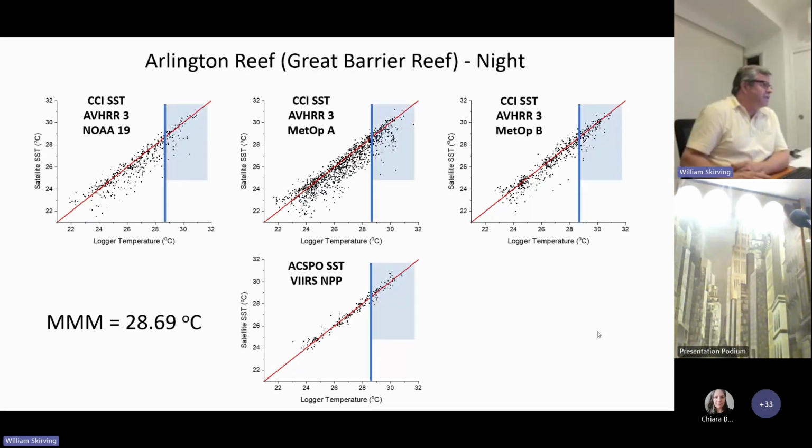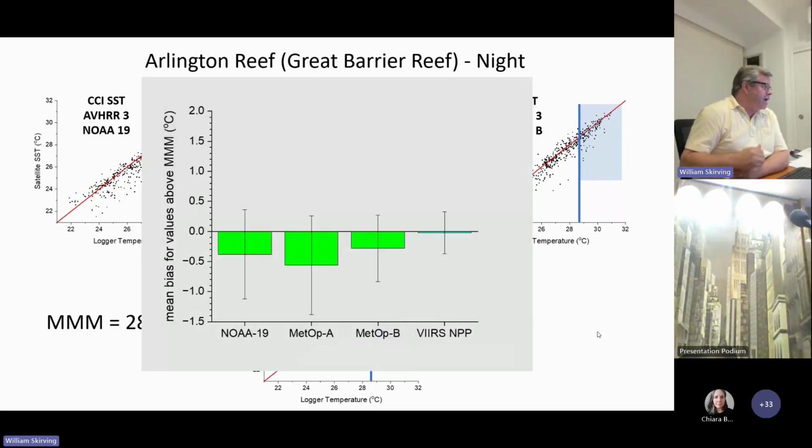So that means we're only interested in these pixels in this instance. I looked at the average bias using just the pixels above MMM, in other words, the satellite data minus the logger data. And with that, you can see that VIIRS did very well. I guess you could say that CCI isn't too bad, although MEDOP A is getting a little bit large in its bias.